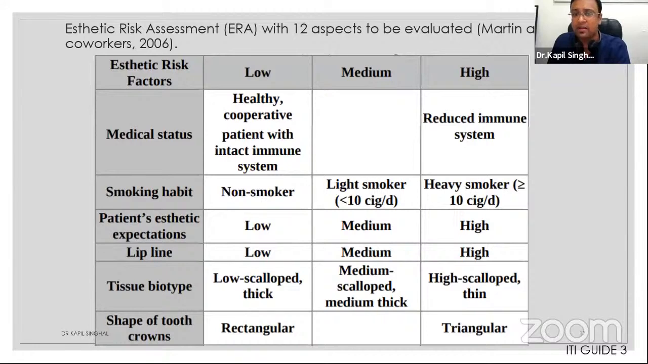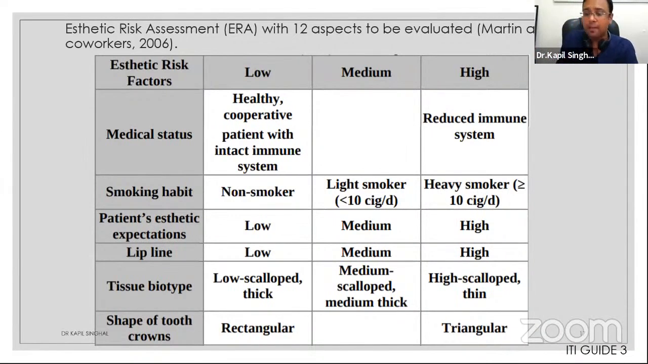Okay, then the smoking. Is the person a smoker? If he is smoking less than 10 cigarettes, it's a medium risk, and if he's smoking more than 10 cigarettes, he's a high risk patient. Similarly, what are the expectations of the patient? Sometimes we all get patients who say, we want our teeth like this, and they have very high expectations. So we know from the very start that we have to take all those intricacies very wisely, and have to take care of all those things. Okay, so you have to categorize the patients as low, medium, high according to this also.